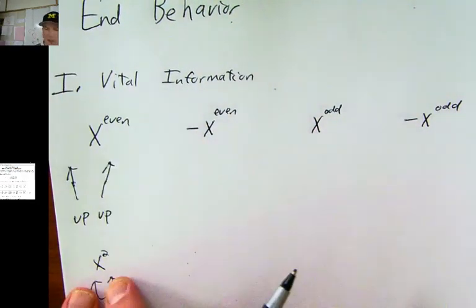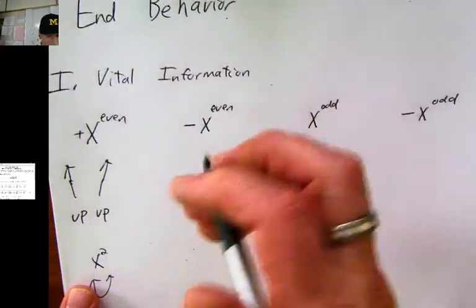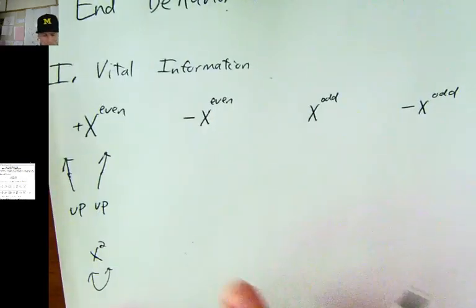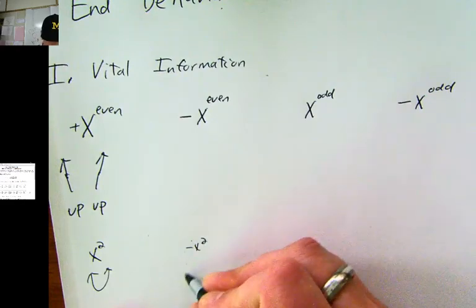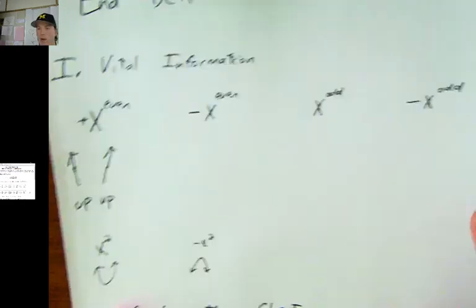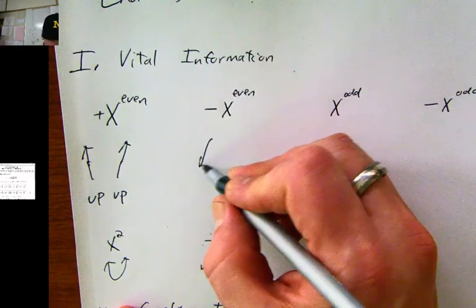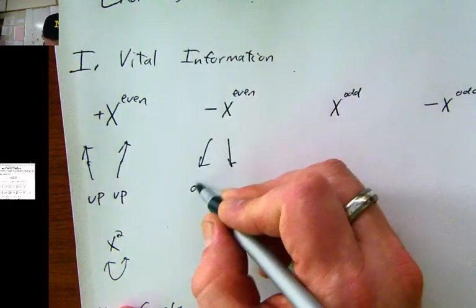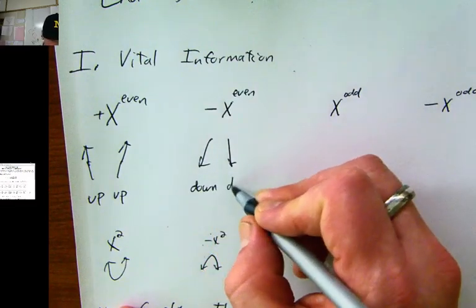Well, if positive x squared or positive x to the even is up and up, negative x to the even would be like a negative x squared graph, which would be down and down. So you could draw arrows pointing down, or you could literally say the words down, down.